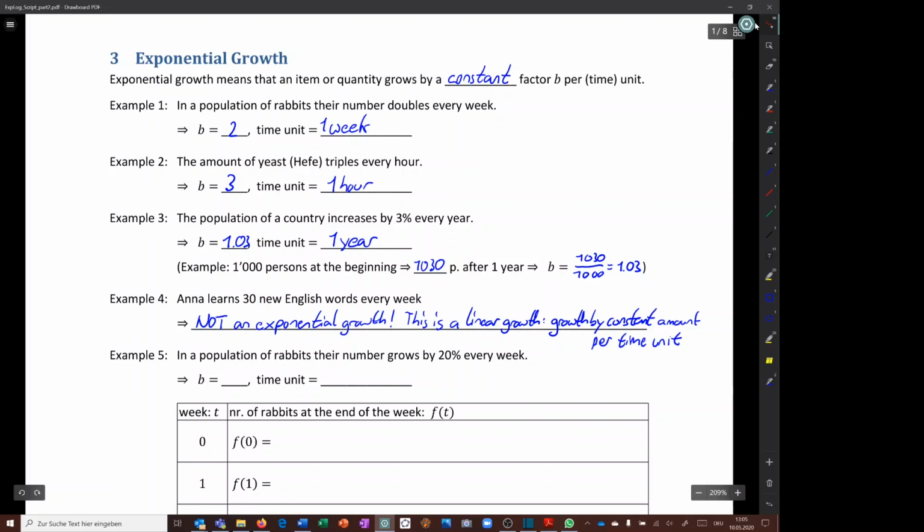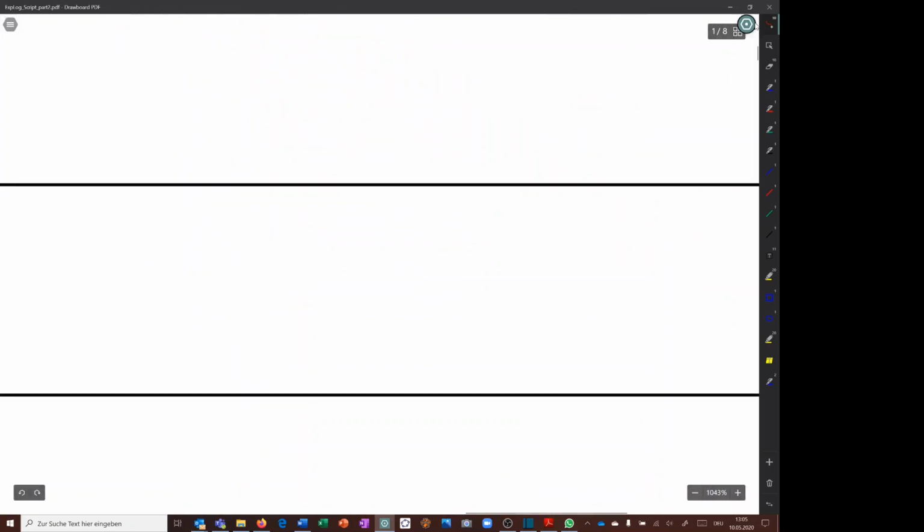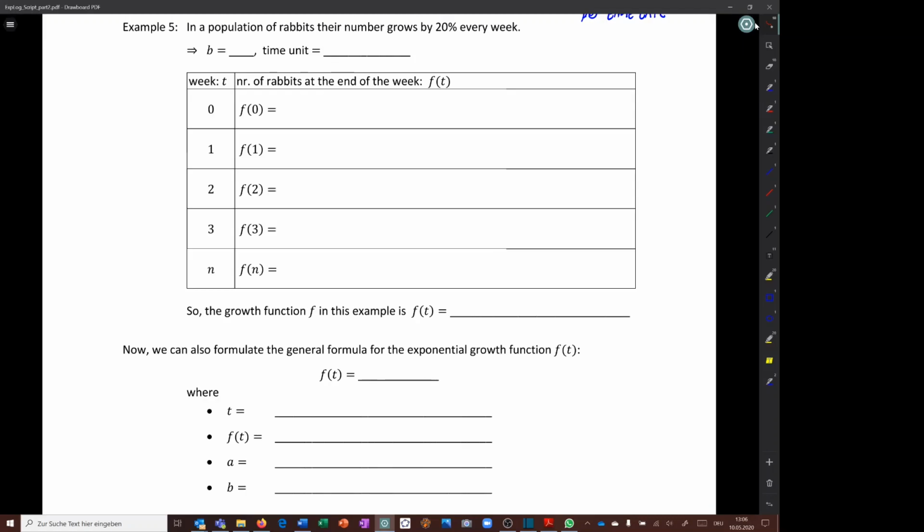Now let us get to example 5. Another time let us look at the rabbits. So let us now make an assumption that is a little bit more realistic than example 1. We assume that the number grows by 20% every week. So what is the growth factor B? Think about it for a moment. Here comes the result. It's 1.2. And the time unit, well, that's still 1 week.